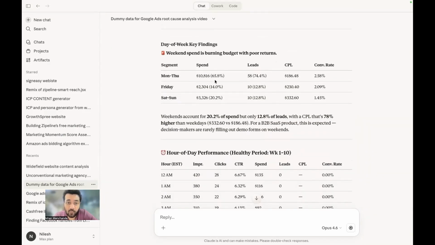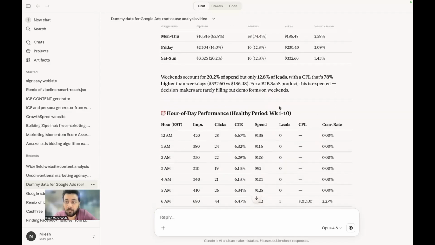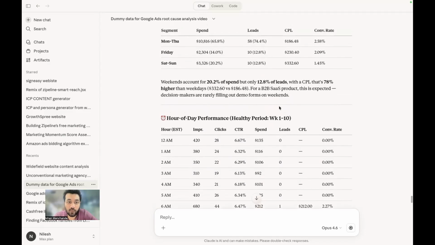So Monday to Thursday, most spend, most leads, good, healthy conversion. The CPLs are lowest. Saturday, Sunday, on the other hand, you've spent $3,300. You've got 10 leads, but it's expensive. The conversion rate is pretty low compared to Monday to Thursday.